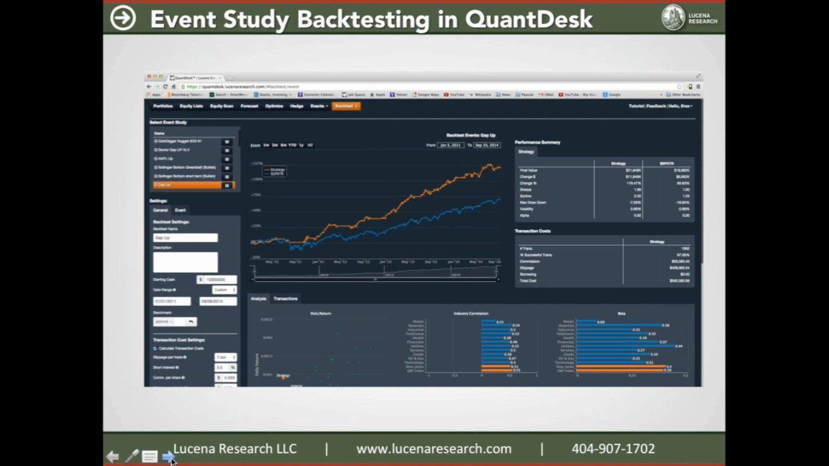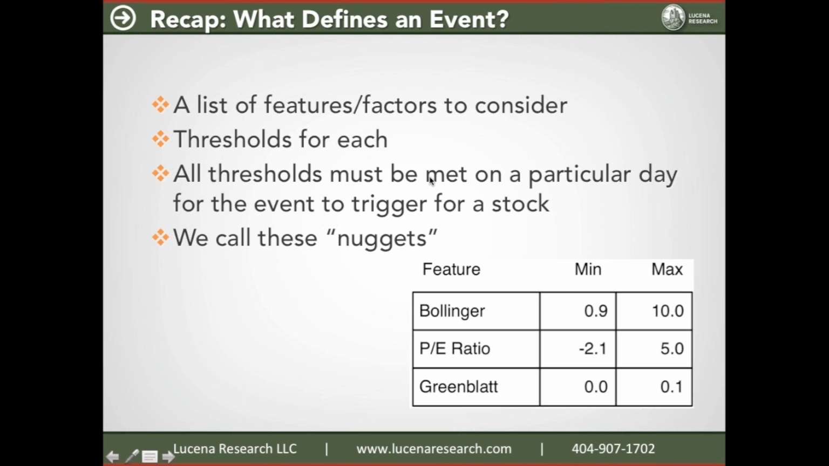Here's an example backtest of one of those events. Everything within QuantDesk you can backtest. You can see how they would have worked historically using our market simulator that also uses survivor bias-free data. Okay, so those are what events are and how to define them. I'm going to take just a moment here. I see that there's a lot of questions, so I'm going to scroll through those.